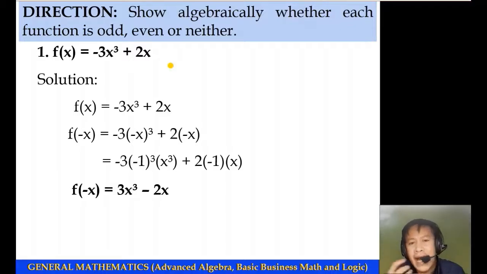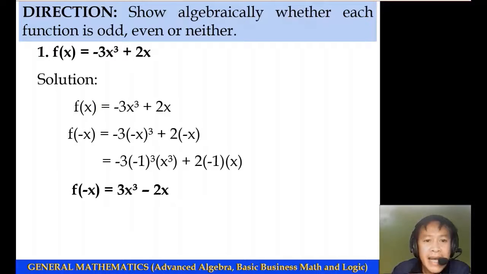If these two functions are additive inverses of each other, we can say that the function is odd. How can you determine if these two functions are additive inverses of each other? You're going to add the two functions. If the result is equal to 0, the functions are additive inverses of each other.